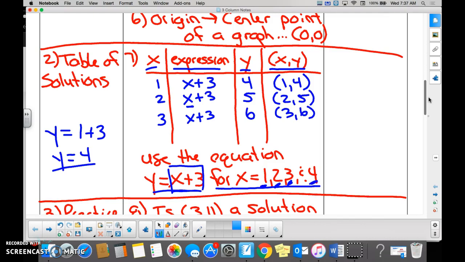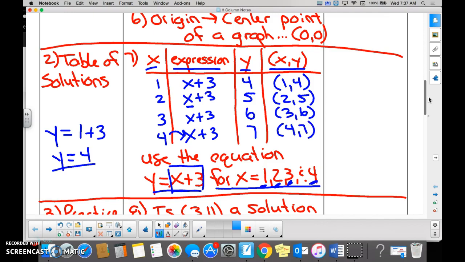Last one, 4. So x is 4, I gave you that value. Continue to use the same expression, x plus 3. Plug in 4 for x, 4 plus 3 is 7. That's going to be our y. And our ordered pair would be 4 and 7. That's it.